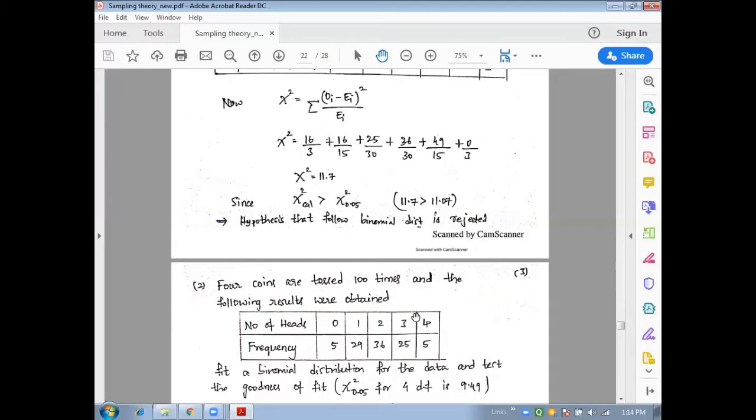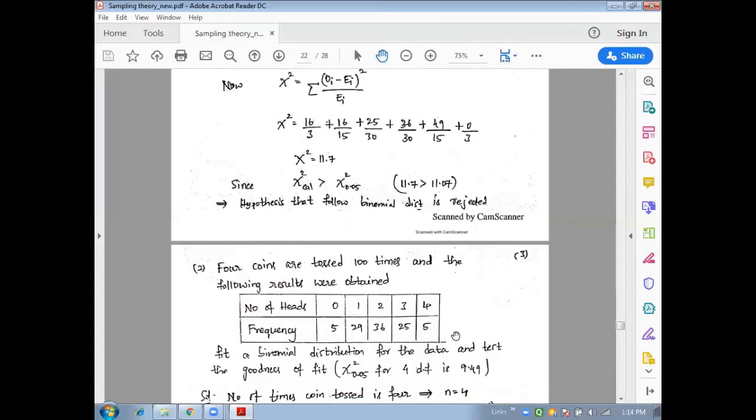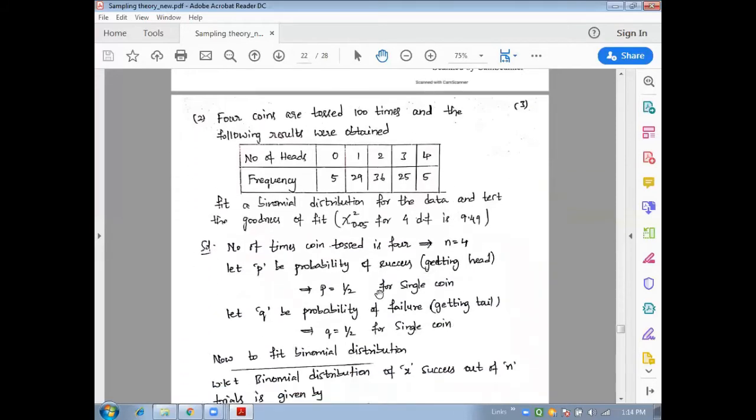So this is one example on chi-square. We'll go for the second example. Here again it is coin tossing only. Four coins are tossed 100 times and the following results were obtained. The number of heads is given as 0, 1, 2, 3 and 4. The corresponding frequencies are 5, 29, 36, 25 and 5. Fit a binomial distribution for the data and test the goodness of fit. Chi-square at 0.05 for 4 degrees of freedom is given as 9.49. So whatever answer we get from this table, we have to compare with 9.49.